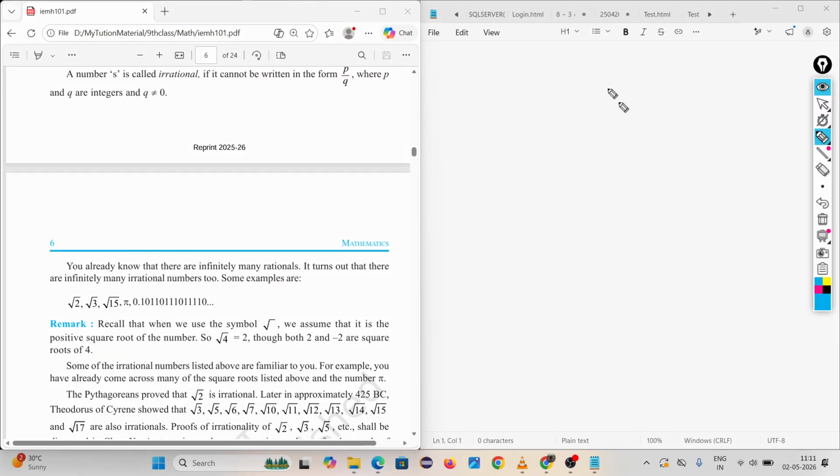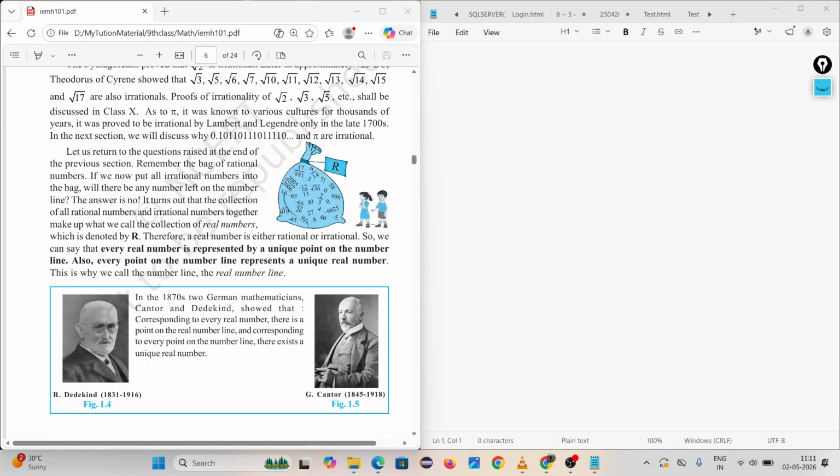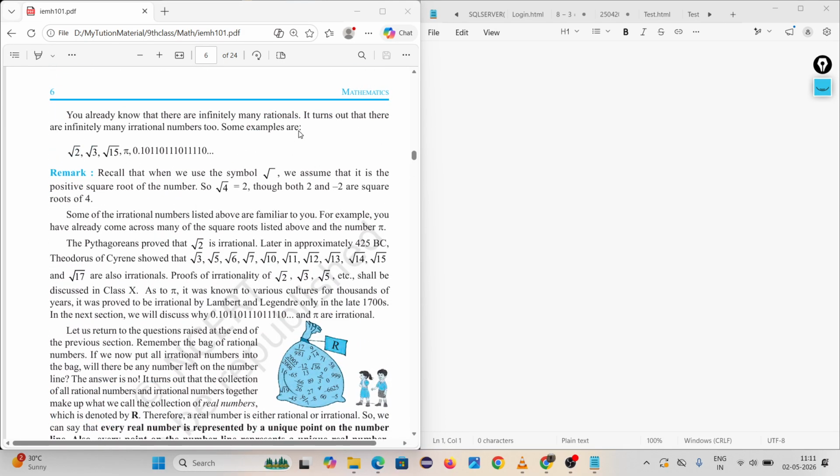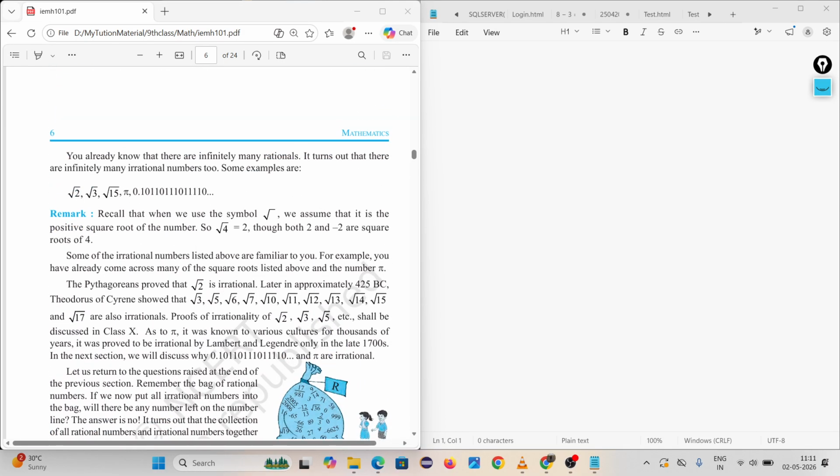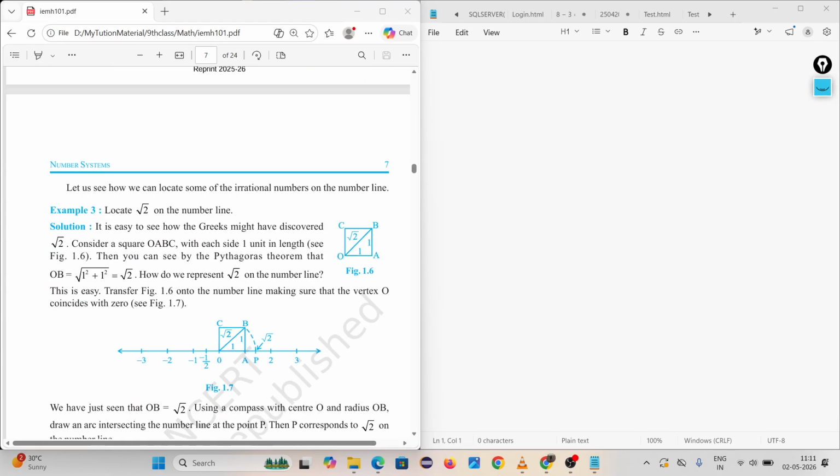Okay, that means we covered that any number under a root, where the number should not be a perfect square, is an example of an irrational number, and the decimal expansion should be non-repeating, non-terminating. Now you have a clear idea about irrational numbers. Okay, then move forward.